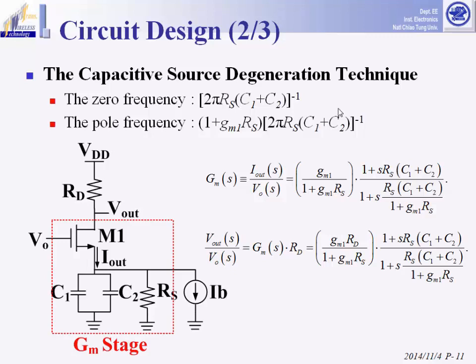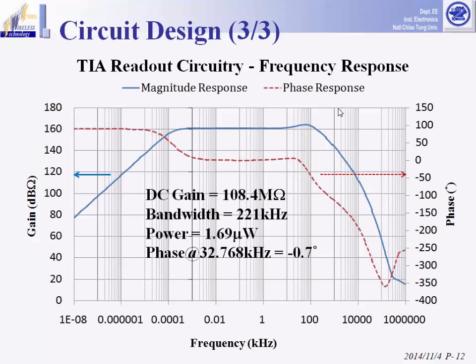And since it introduced a zero before a pole, it could be used to ensure the system bandwidth in the low power design. And this figure shows the frequency response of the TIA circuit. The solid blue curve is the magnitude response in decibel ohms, while the dashed red curve is the phase response.